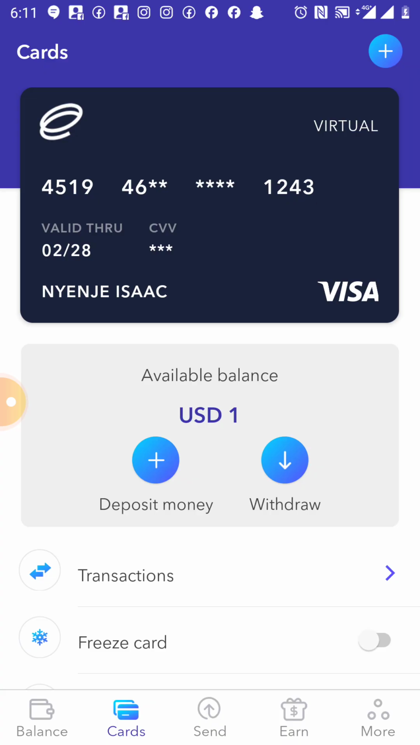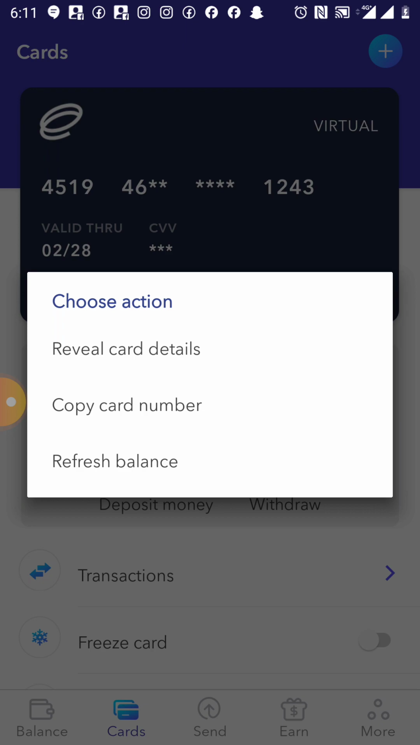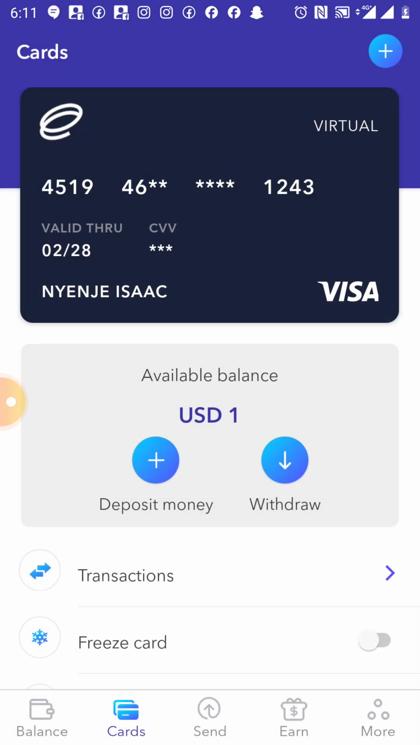So if you click here on the card itself, this pops up. Reveal card detail, copy card number, refresh balance. So when you refresh, if you have made any deposit, or if you want to make any deposit to this card, you click here.